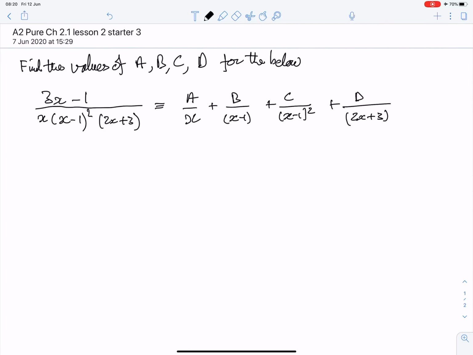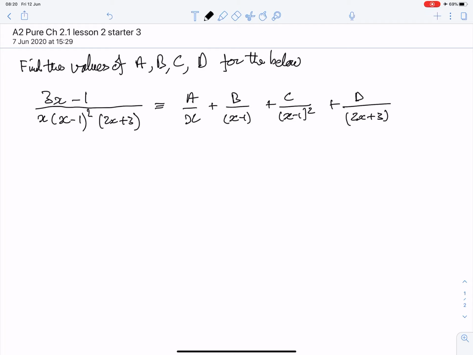So here we go with A2 Pure, Chapter 2.1, Lesson 2, Starter 3. Find the values of A, B, C, D for the partial fractions below: (3x minus 1) over x(x minus 1) squared (2x plus 3) is identical to A over x plus B over x minus 1 plus C over (x minus 1) squared plus D over (2x plus 3).